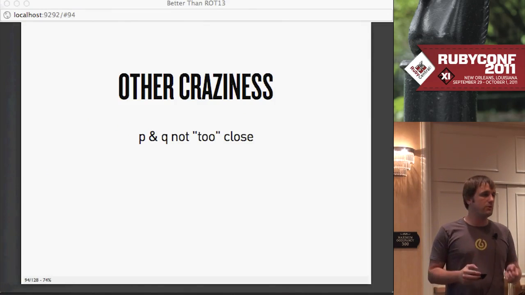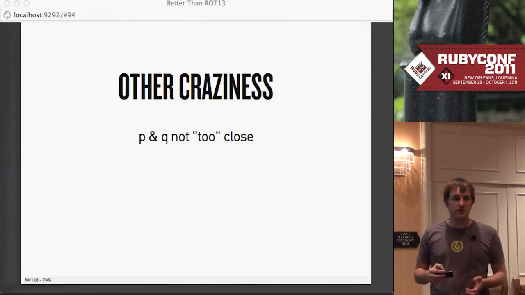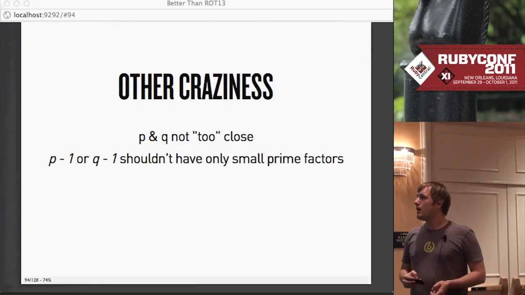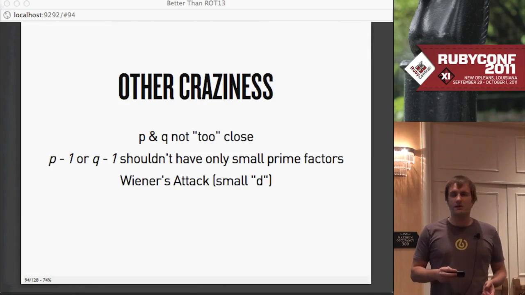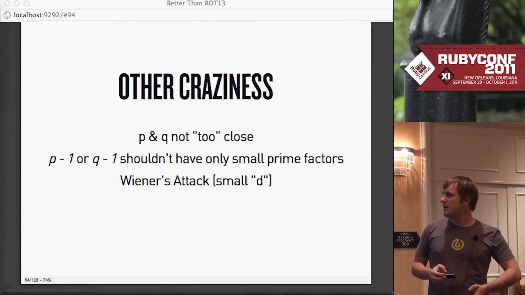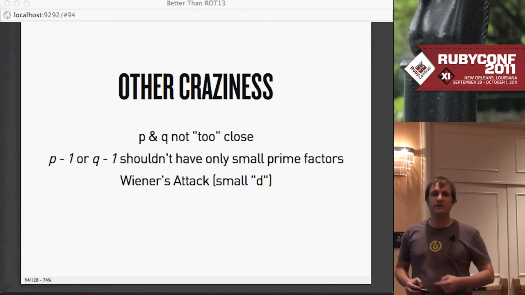You can't have P and Q, your initial prime numbers, be too close to each other, otherwise they're easily factorable. P minus 1 and Q minus 1 shouldn't have only small prime factors. Wiener's attack happens when you have a small d. That's my favorite line in the presentation.